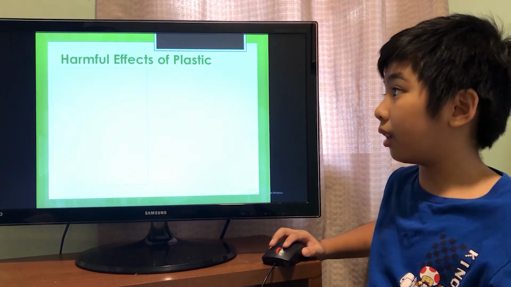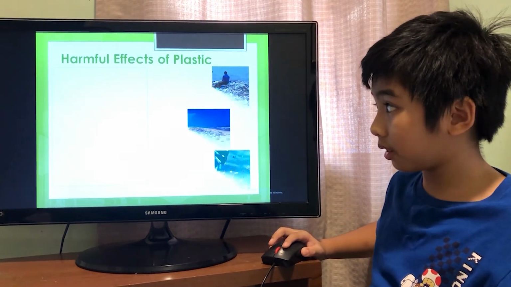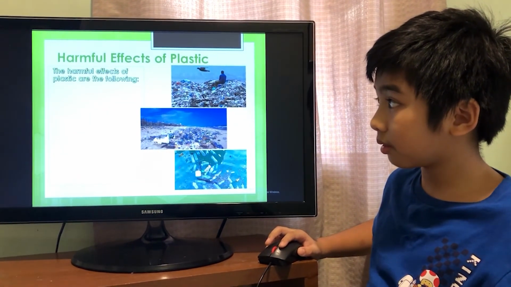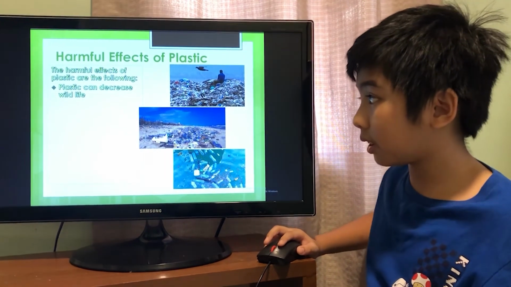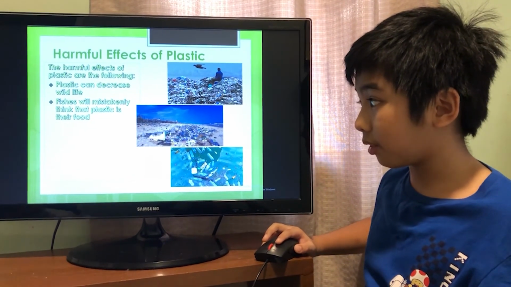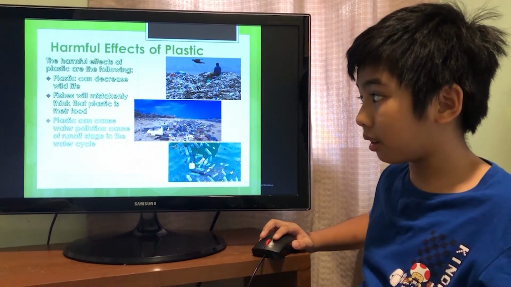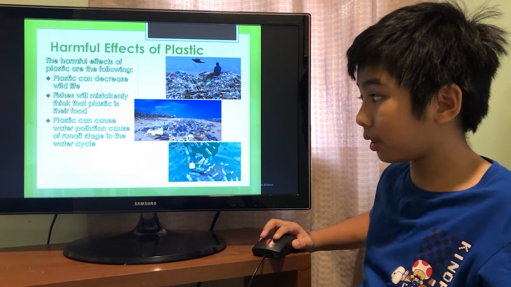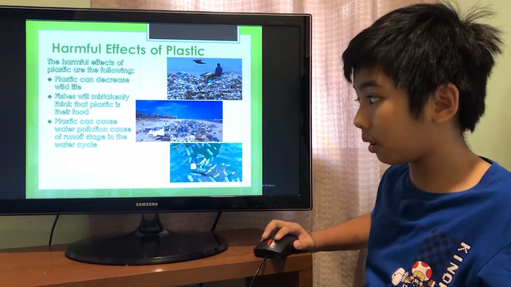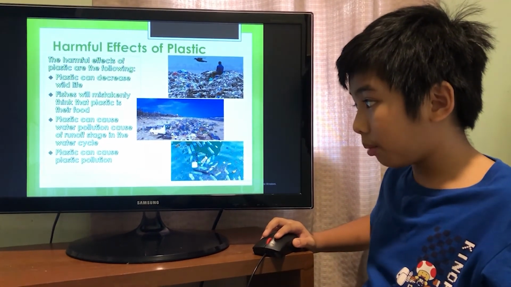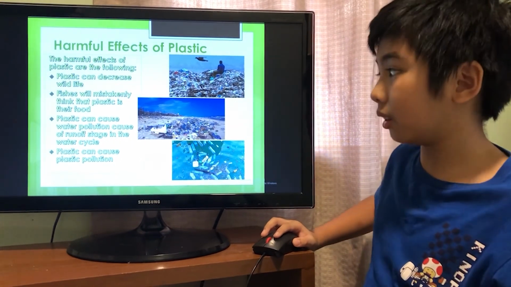We now come to the harmful effects of plastic. First, plastic can decrease wildlife. Second, fishes will mistakenly think that plastic is their food. Third, plastic can cause water pollution, causing the runoff stage in the water cycle. Fourth, plastic can cause plastic pollution.